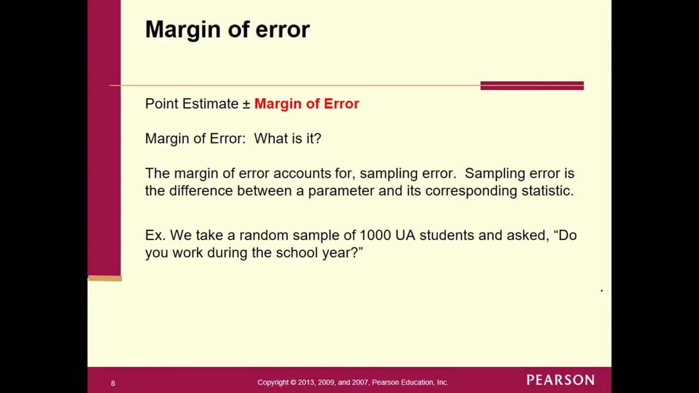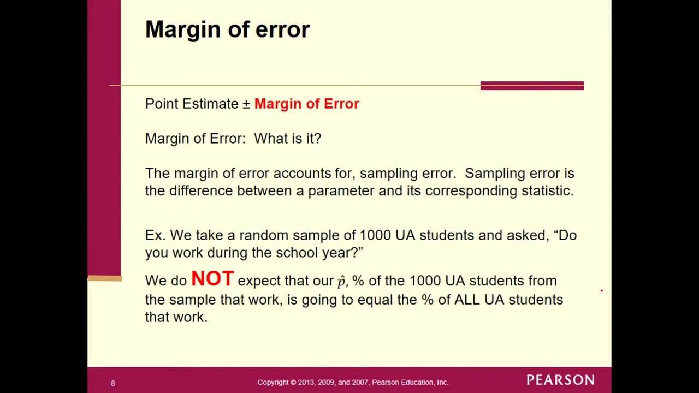Here's an example. We take a random sample of 1,000 UA students and ask, do you work during the year? What we found out in the last chapter is that we do not expect our p-hat, the percentage of the 1,000 sampled UA students that work, to equal the percentage of all UA students that work. We don't expect those two percentages to equal one another. However, these values should be reasonably close to one another.